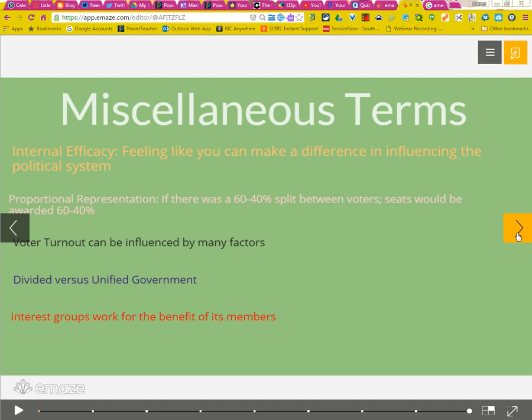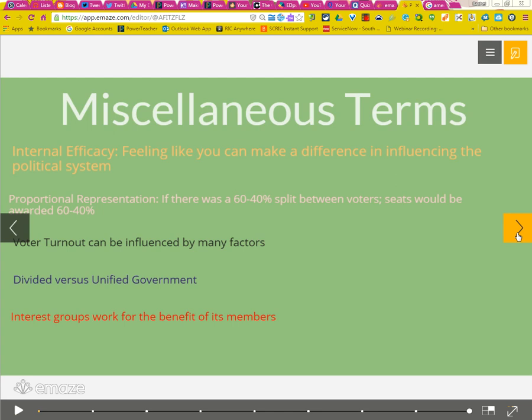Proportional representation. So let's say that there is a 60-40% split between the voters. So 60% Republicans, 40% Democrat were voted in. That means that 60% of the seats would be awarded to the Republicans and 40% would be awarded to the Democrats, versus the winner-take-all system that we have now.